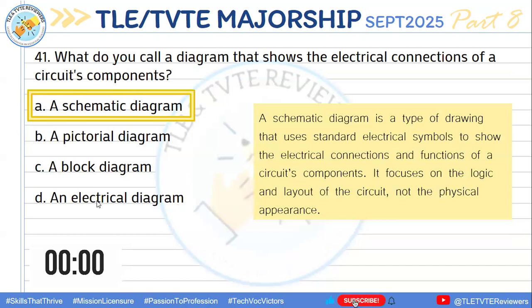A schematic diagram is a type of drawing that uses standard electrical symbols to show the electrical connections and functions of a circuit's components. It focuses on the logic and layout of the circuit, so not the physical appearance. For letter B, a pictorial diagram, it shows components as they physically appear, which is more for visualization than for technical use. For letter C, a block diagram, it shows high level system functions or modules using blocks.